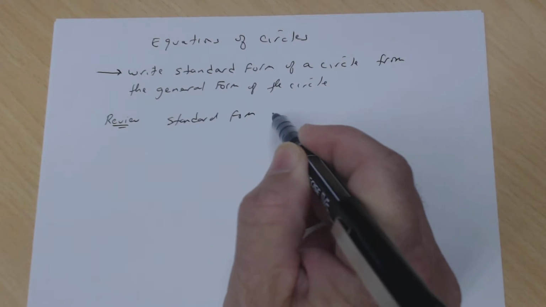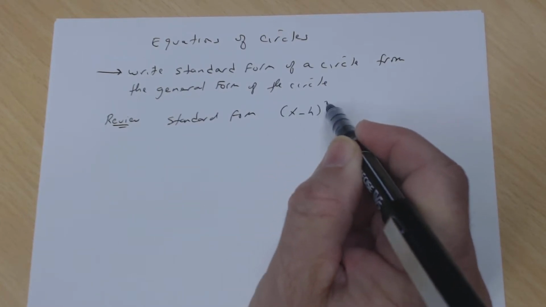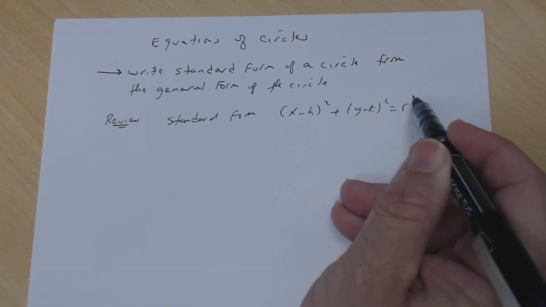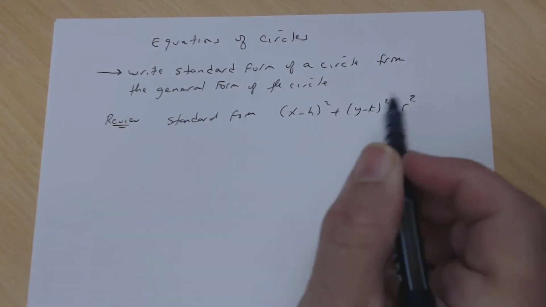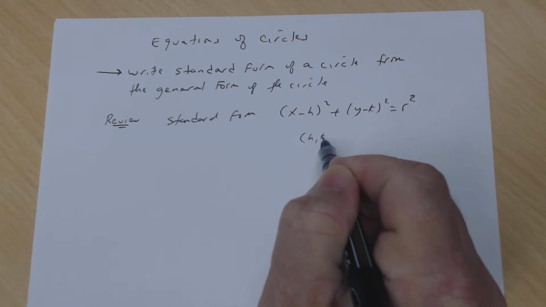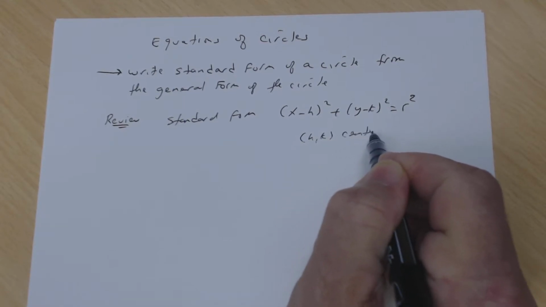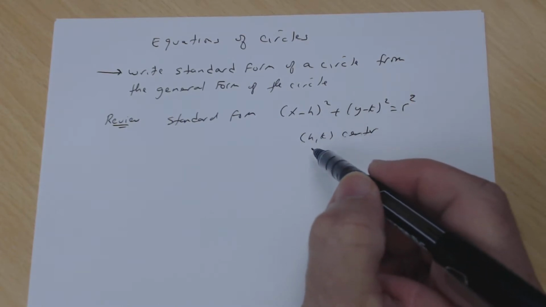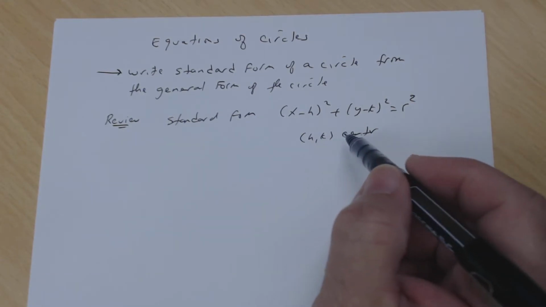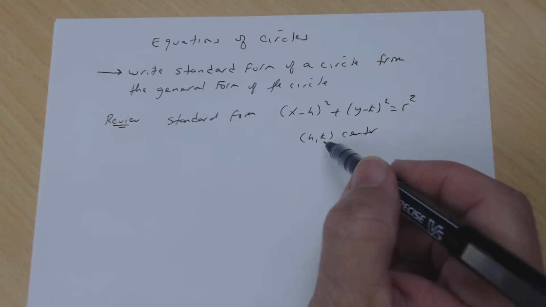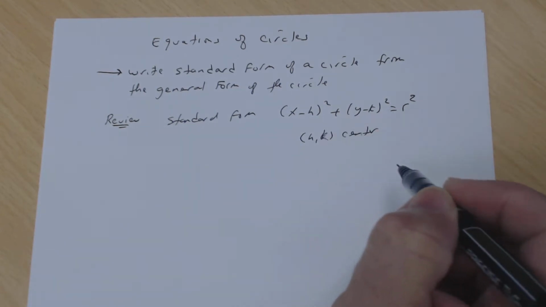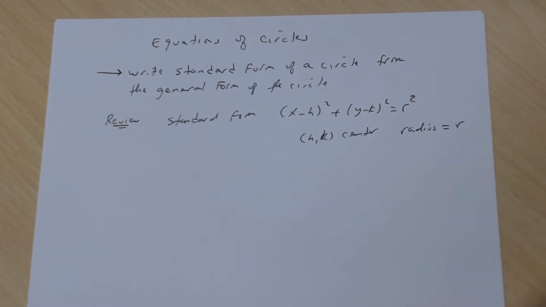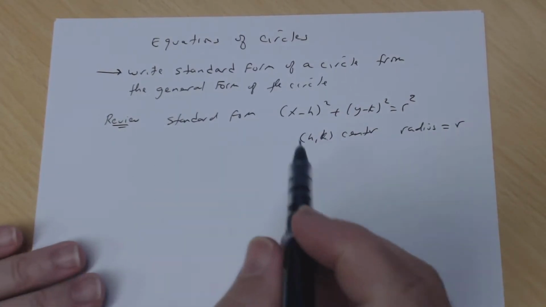So the standard form looks like this: (x minus h) squared plus (y minus k) squared equals r squared. So that's the standard form where (h, k) is your center. And remember, h is the x coordinate of the center, and k is the y coordinate of the center. And the radius is just r. Okay?